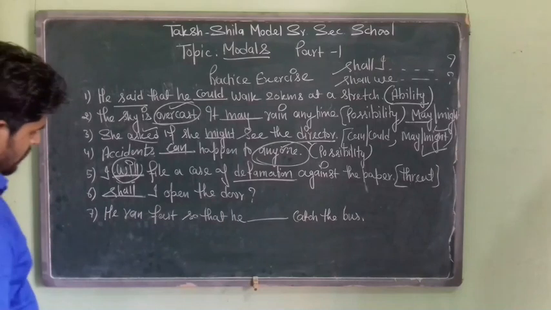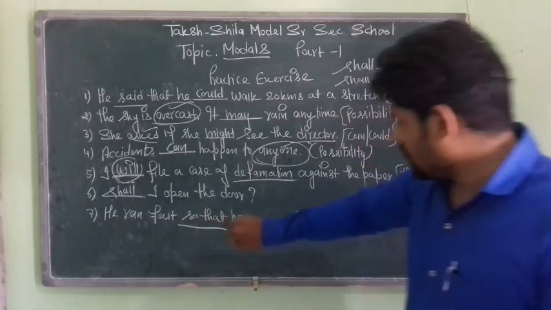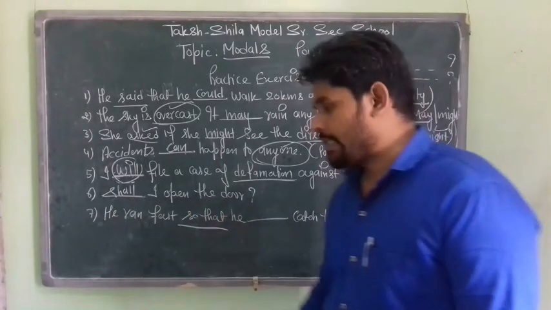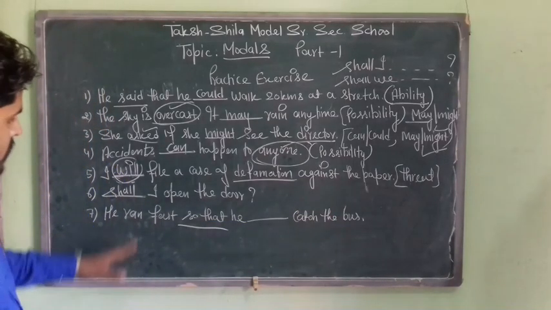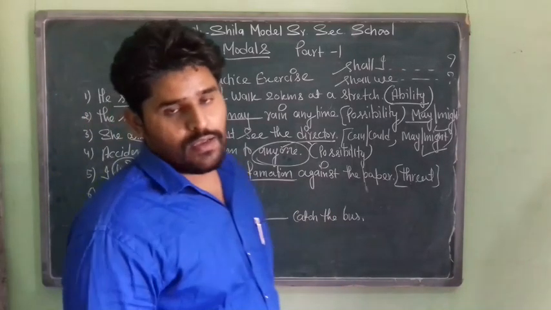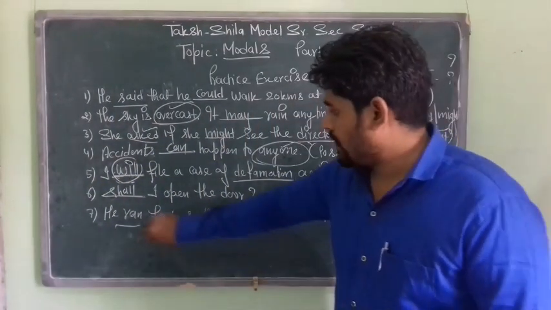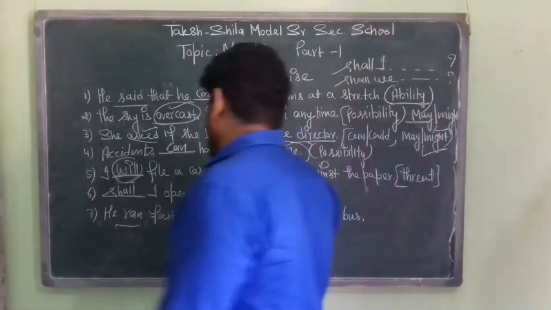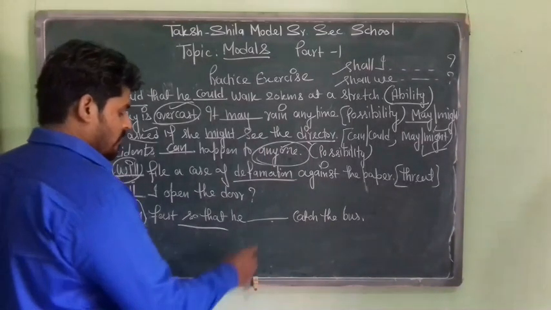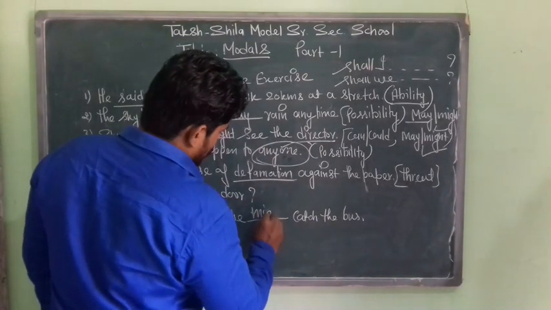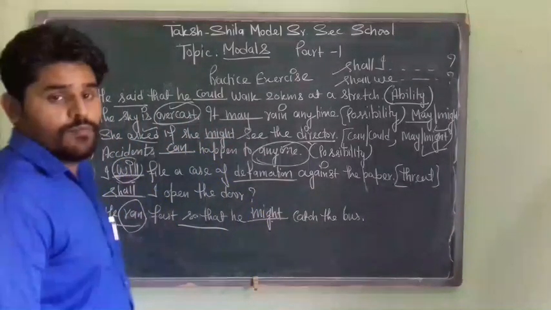Then there is, he ran fast so that he might catch the bus. So here the conjunction so that is visible, and we already studied in the may and might section that may and might are used to express purpose, and when before so that there is present tense we use may, and before so that there is past tense we use might. And here ran is the second form of the verb run, and it shows past tense, so here we will use might. So he ran fast so that he might catch the bus.